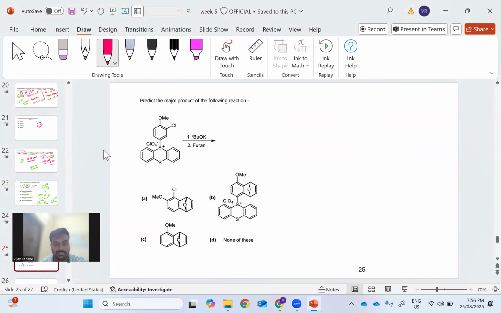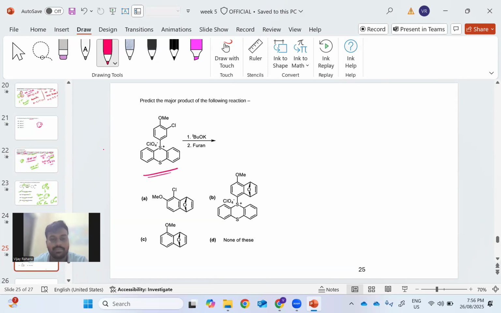So, this is based on the structure we have been given. You can see the structure which is in the salt form, and we have added a strong base, that's potassium tert-butoxide, and then there is an addition of furan. And what will be the product in this reaction? That's what you need to show.